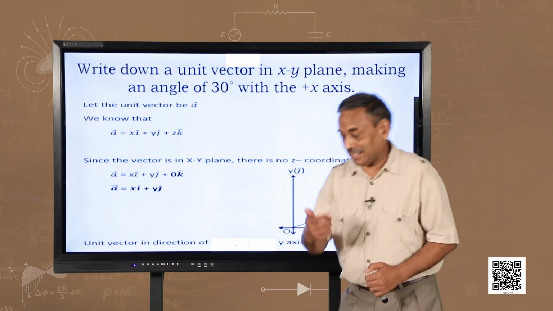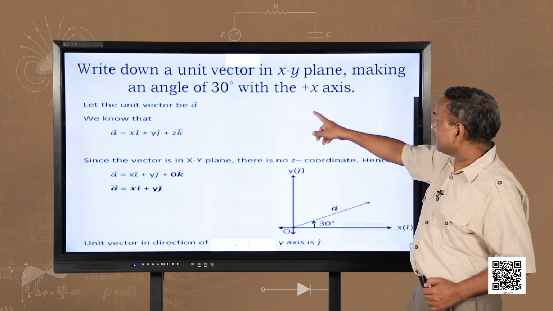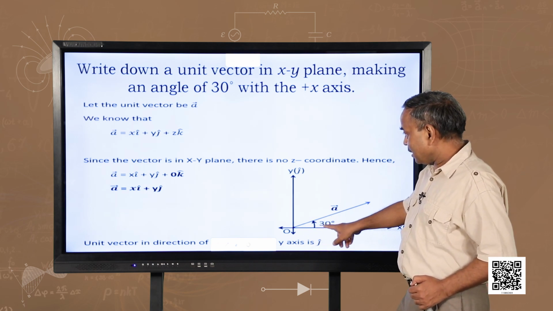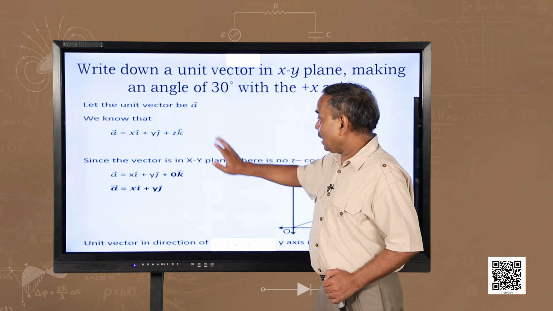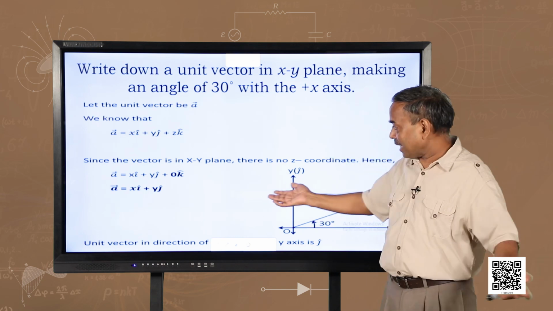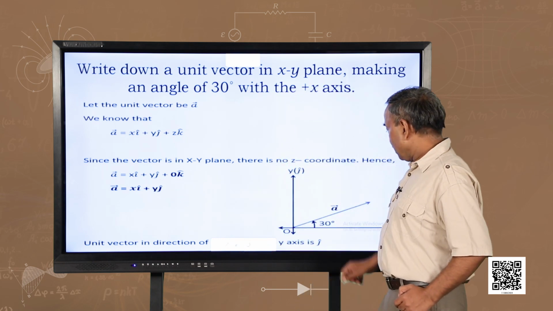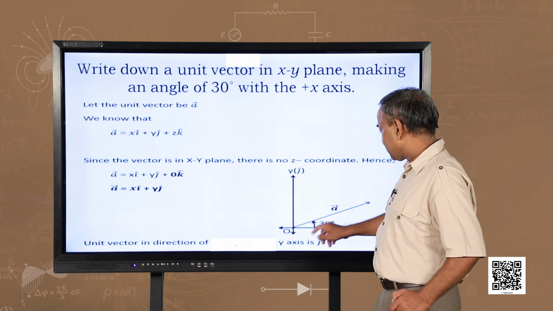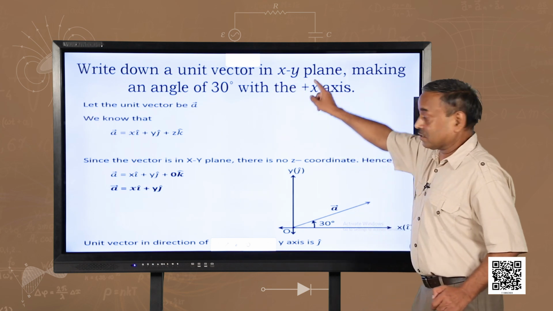Now, let us do an exercise. Write down a unit vector in the x y plane making an angle of 30 degrees with the plus x axis. This is vector A, this is angle 30. Now, we have A is equal to x i plus y j plus z k. We have to do it in the x y plane, so z is equal to 0. So I can write x i plus y j plus 0 k. I can draw this line diagram like this, having x y axes and a 30 degree angle. This will give me a unit vector for this question.